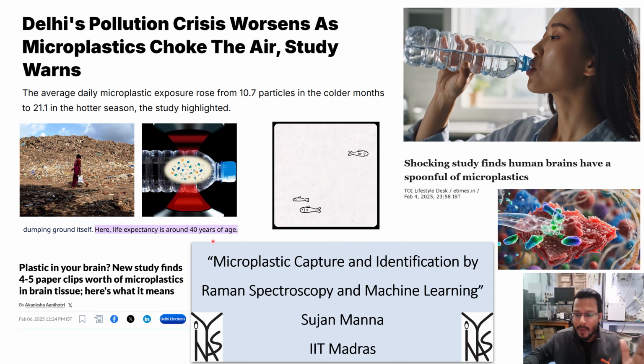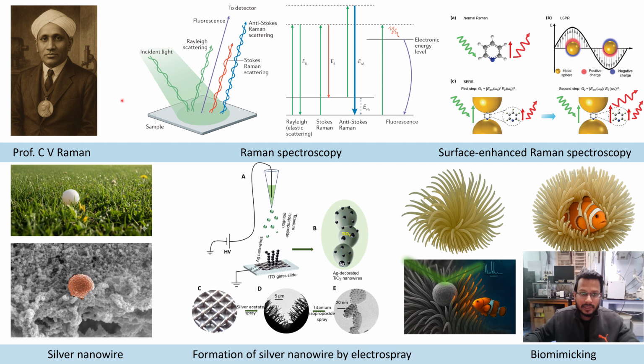Raman spectroscopy is a versatile analytical technique which was invented by Professor C.V. Raman, and here we use a very important property of light called scattering. So when scattering happens, there are two possibilities. Either it's going to be exchanging energy with the matter, that is called Raman scattering, and if it is not exchanging energy, that is called Rayleigh scattering.